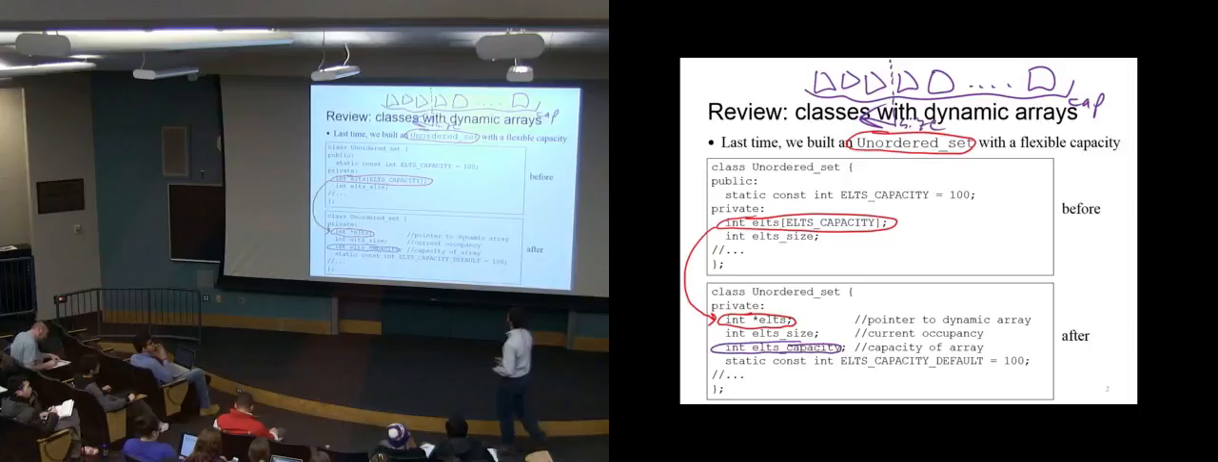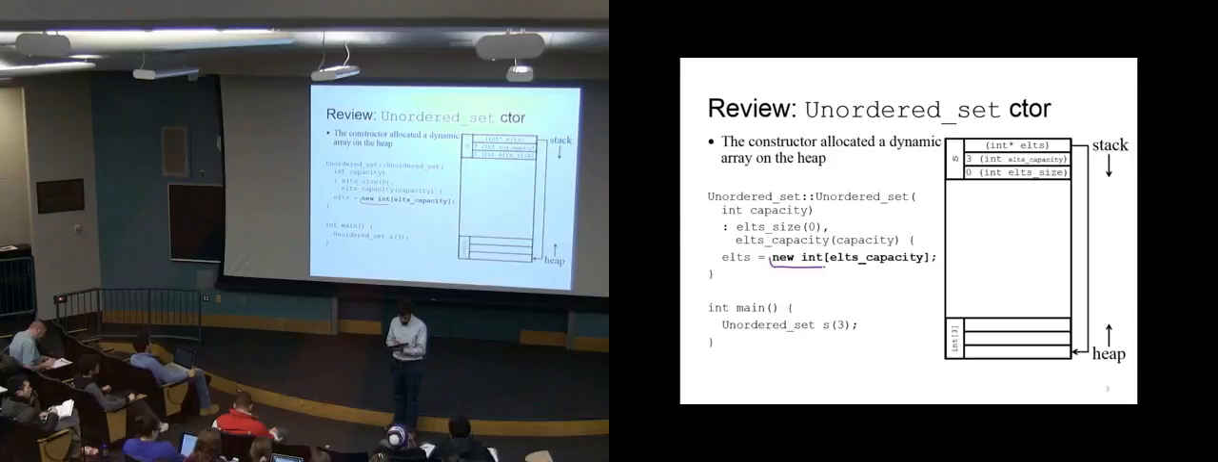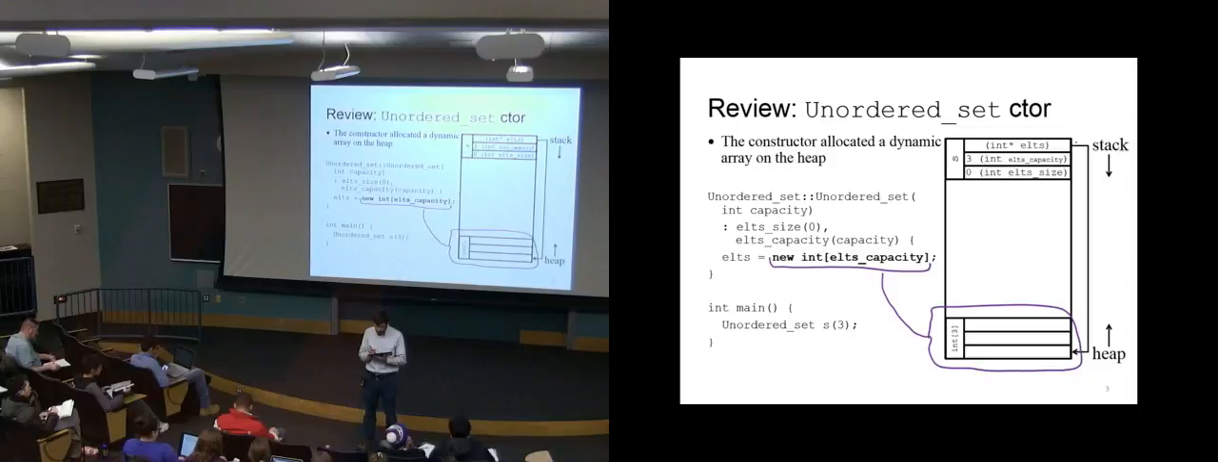Here's a big difference. We call new, and new gives us this. So now we have an array that lives on the heap, and we have a pointer. Remember, this pointer is the new part. This pointer points to the array that lives on the heap.